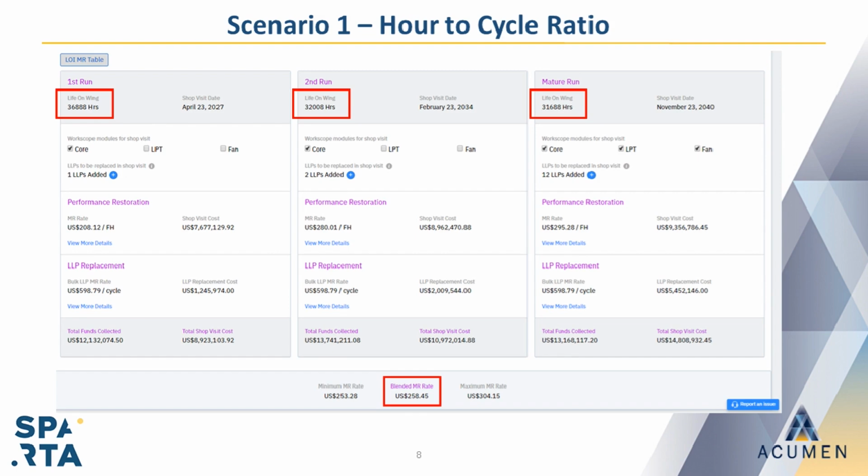For a Trent 700 operating at 8:1, the Sparta MR calculator estimates that the engine will operate for 36,888 flight hours first run, with the first removal in April 2027 and the first shop visit cost of $7.6 million. The second and third run intervals are approximately 32,000 hours, giving a blended MR rate of $258.45.